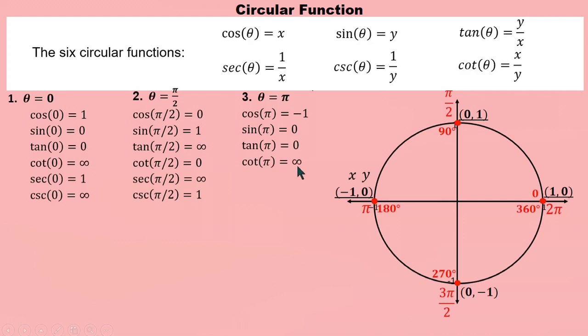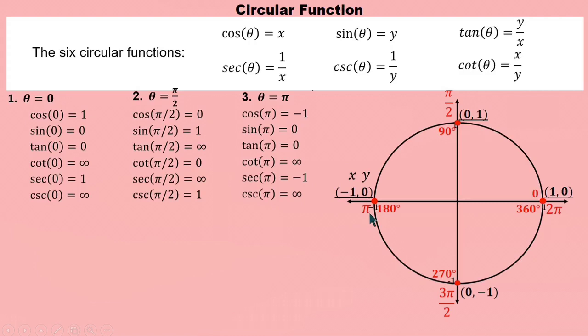Cotangent pi is undefined, x over y or -1 over 0, and that is undefined. Secant pi is equal to -1, 1 over x or 1 over -1, which is equal to -1. And cosecant pi is undefined, 1 over y, where y is equal to 0. And these are the 6 circular functions of pi or 180 degrees.